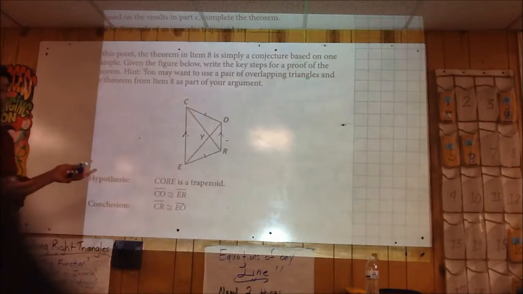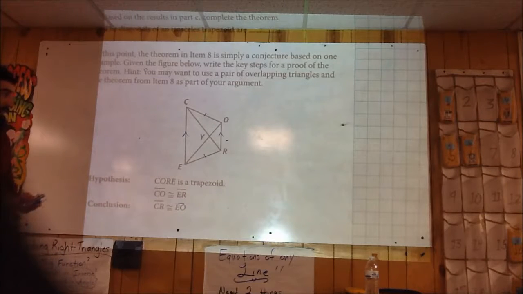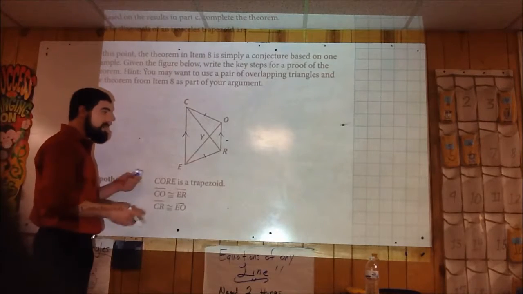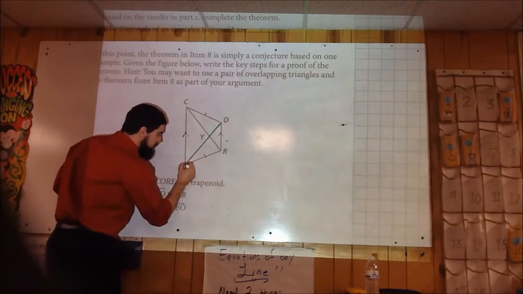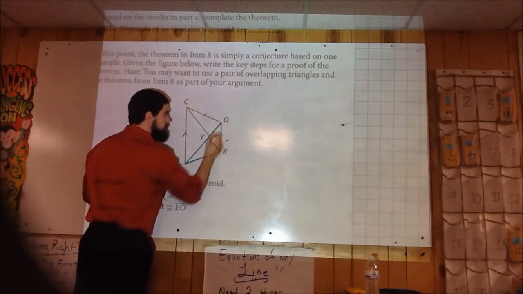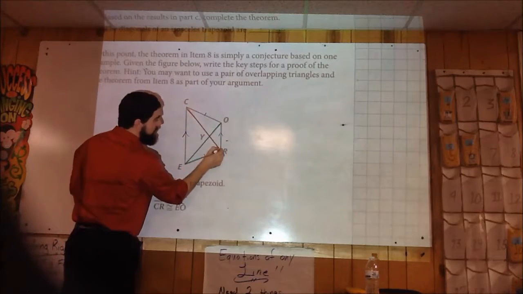And if you look at the diagram, you're trying to prove that the diagonals of any isosceles trapezoid are congruent. What we're going to have to do is prove that there's two overlapping triangles in this diagram. We're going to prove that they're congruent, and we're going to use CPCTC. So if we look at this triangle here, and then this triangle here.